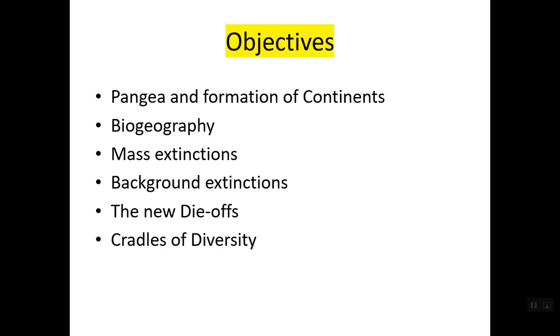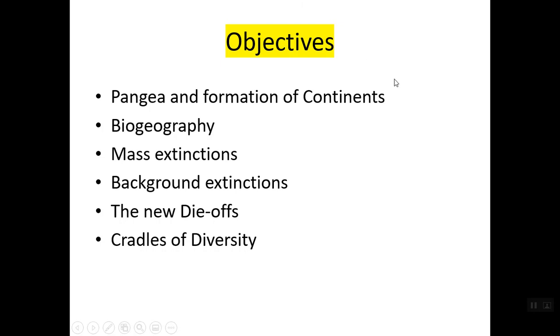Then we're going to talk about major mass extinction events that have happened on Earth. Then we're going to talk about the concept of background extinctions and what it is. This is something you have to know. And the new die-offs, especially due to human activity. And finally, we're going to talk about cradles of diversity, which you will know what they are at the end.